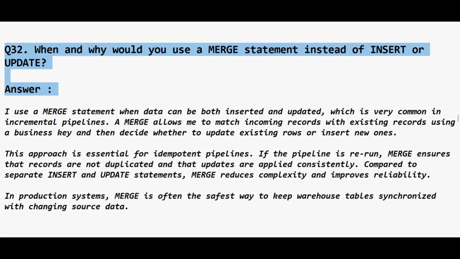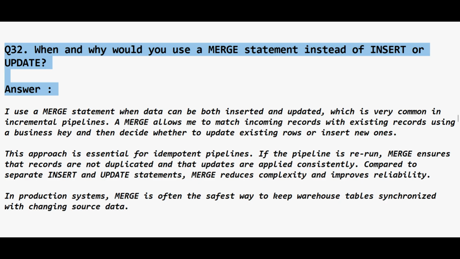Question 32. When and why would you use a merge statement instead of insert or update? Answer. I use a merge statement when data can be both inserted and updated, which is very common in incremental pipelines. A merge allows me to match incoming records with existing records using a business key, and then decide whether to update existing rows or insert new ones. This approach is essential for idempotent pipelines.